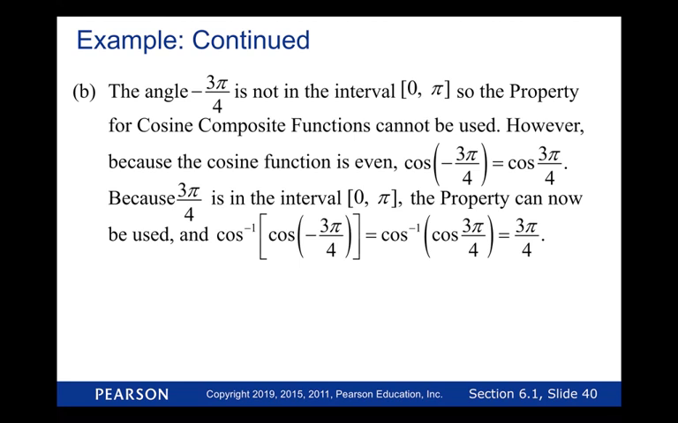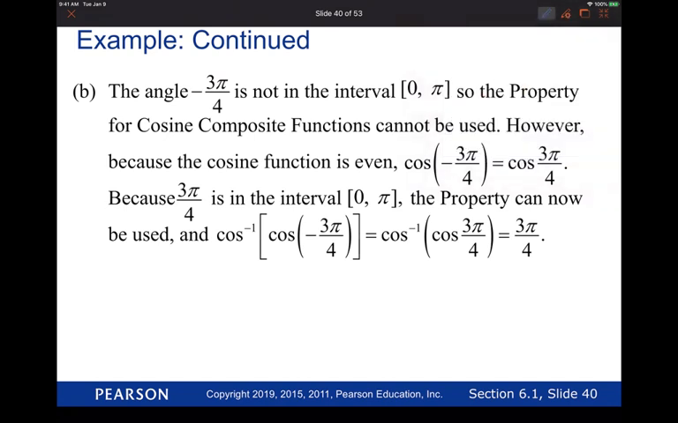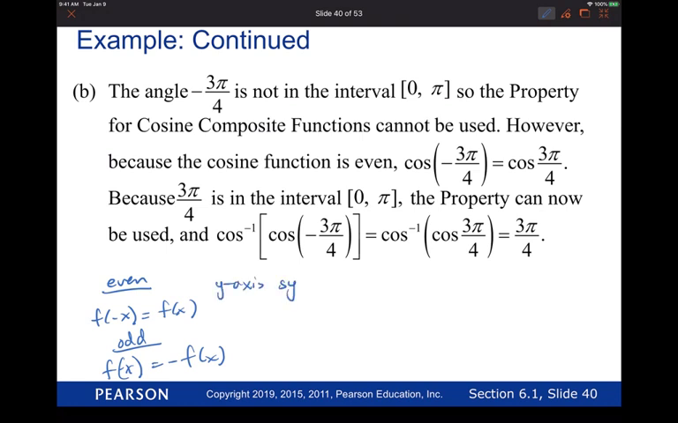Anybody know the definition of an even function versus an odd function? An even function means that f of -x is the same as f of x. An odd function means f of negative x is negative f of x. Another way of looking at this: even means y-axis symmetry, and odd means origin symmetry. So the cosine function is an even function, and cosine of a negative is the same as cosine of the positive.